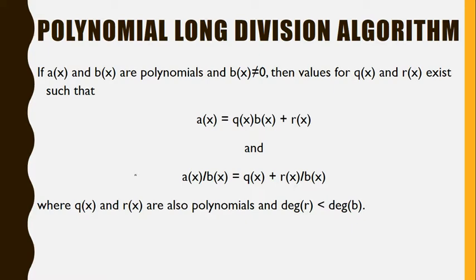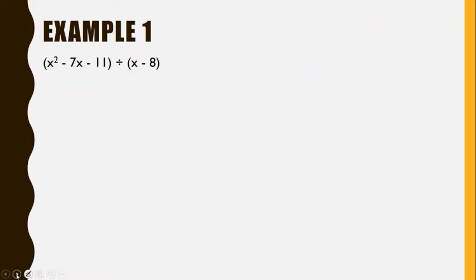Let's say b has a degree, its highest degree, of 2. That means that the degree of r has to be either 1 or 0. It can't be 2 or higher. It must be less than that degree of b. So we're now going to use this algorithm in order to solve some problems.